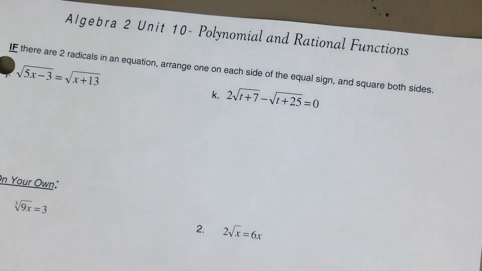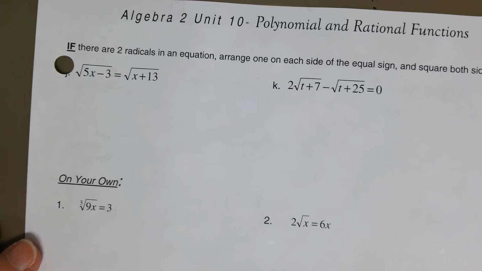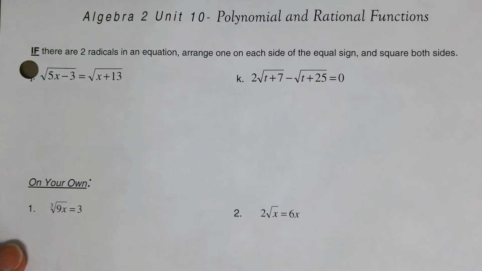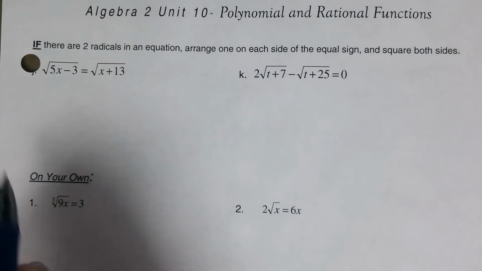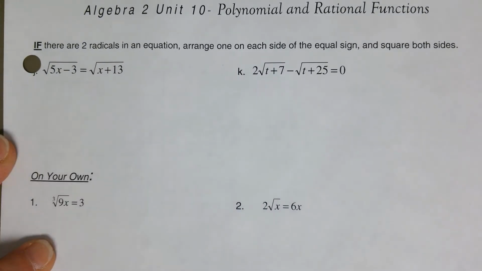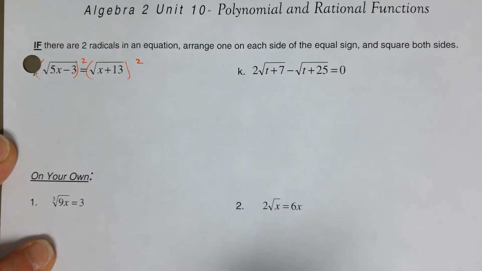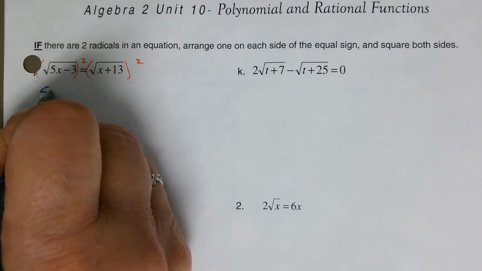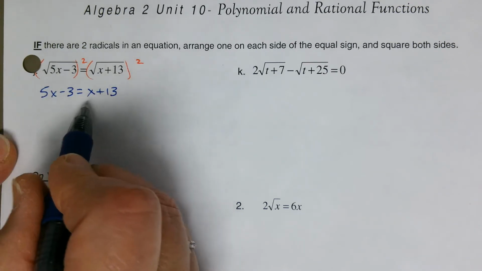So the next page. If there are two radicals in an equation, arrange one on each side of the equal sign and square both sides. Alright, so for this one, that's what we have here. We will square both sides. That removes the square root symbol. 5x minus 3 equals x plus 13.